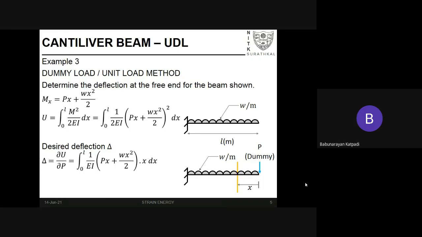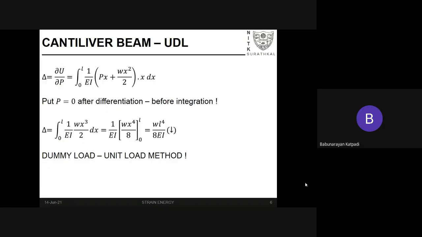Now before integration, since P is a dummy load, its value is 0. There is no load there as such. It is only a load we have introduced for our convenience. It is not there. Ultimately, even if you hold it and do all the process, at the end you should substitute the value of P as 0. So before determining the integral value, we put the value as 0. So delta is ∂U/∂P, the integral from 0 to L of 1 by EI into (Px + Wx²/2) into x dx. Put P as 0 after differentiation, before integration.